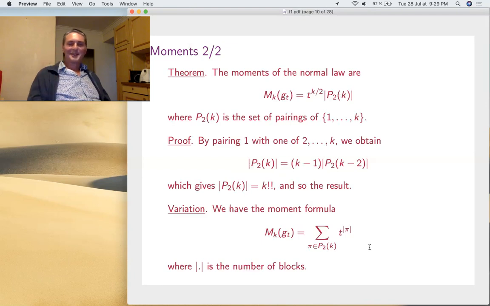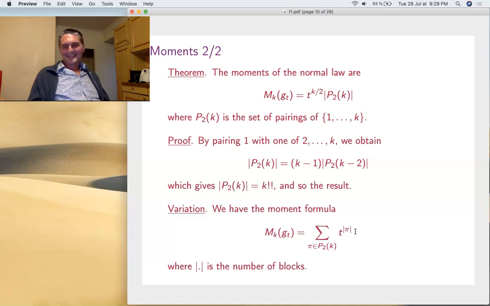And now we can do even better. I mean, this t here, get it somehow inside. This t has a combinatorial meaning too. My claim is that we have this formula, the moments of g_t is just the sum over all pairings of t to the number of blocks of the pairing. Why? Because the number of blocks is k over 2, right? I mean, I regard pairings as partitions. So the blocks of the partitions are exactly the same here. They're k over 2. So it's just having fun with the formula before, okay?